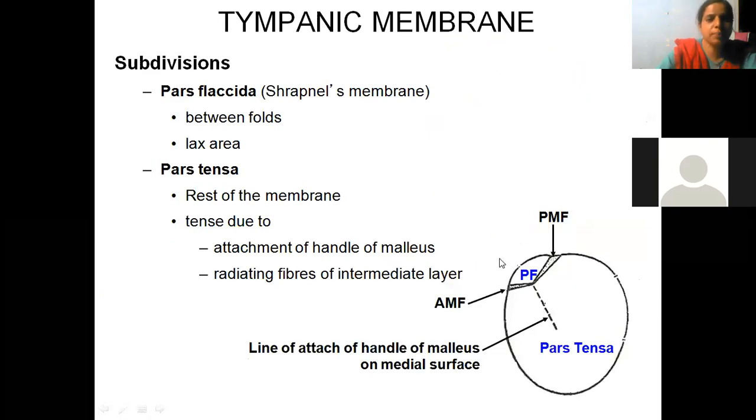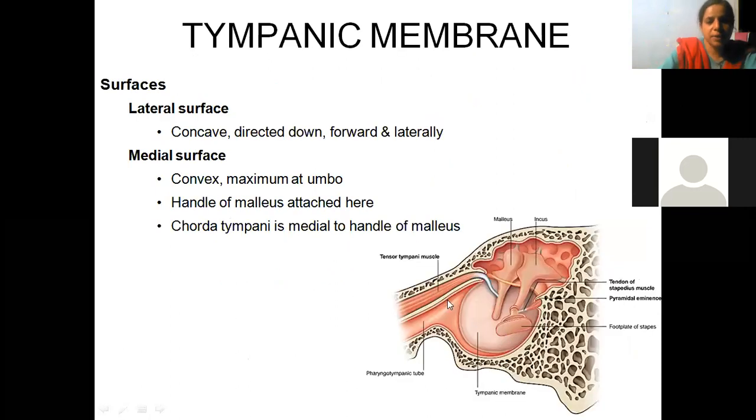It has two subdivisions: pars flaccida and pars tensa. We have two malleolar folds, the anterior malleolar fold and the posterior malleolar fold. Between them we have the pars flaccida. Then this area is the pars tensa, which is tightly stretched and attached to the temporal bone forming this ear. The lateral surface of the tympanic membrane is concave, directed down.